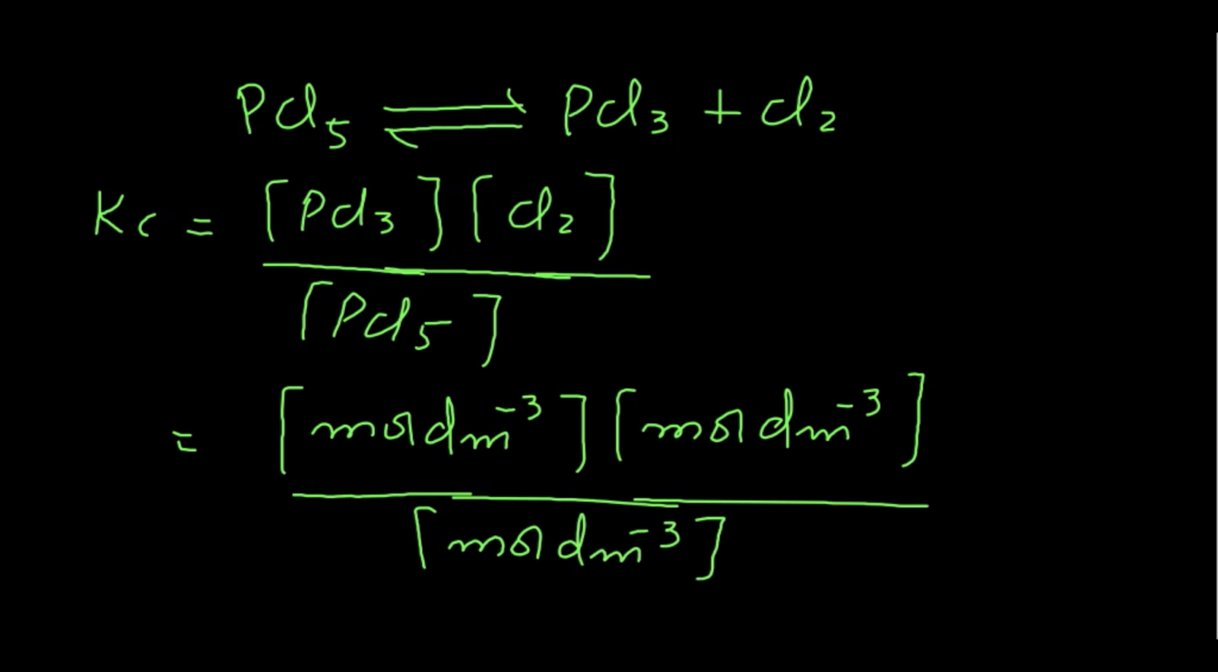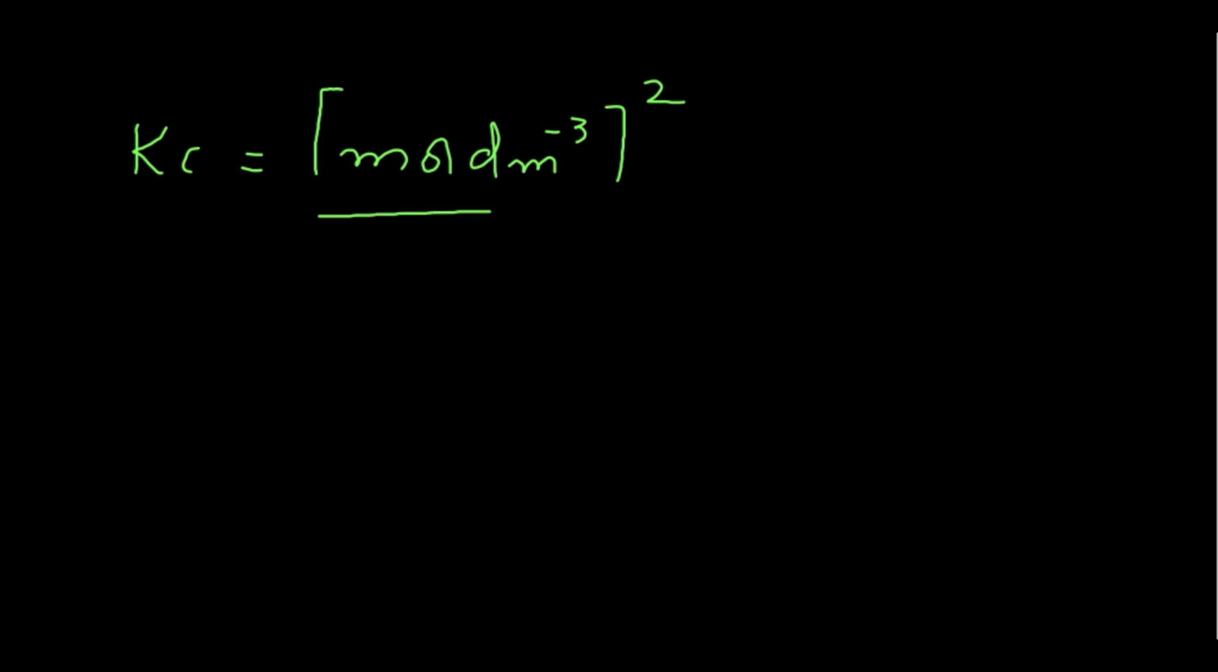Now students, we will see the next step. In the next step, Kc is equal to mole per cubic decimeter raised to the power 2 over mole per cubic decimeter, right students? Or simply we can say the power is 2 minus 1, right students?